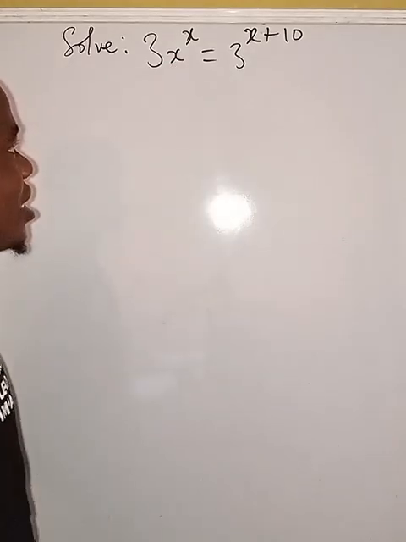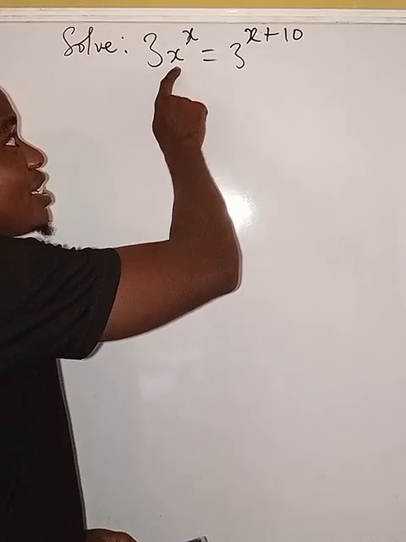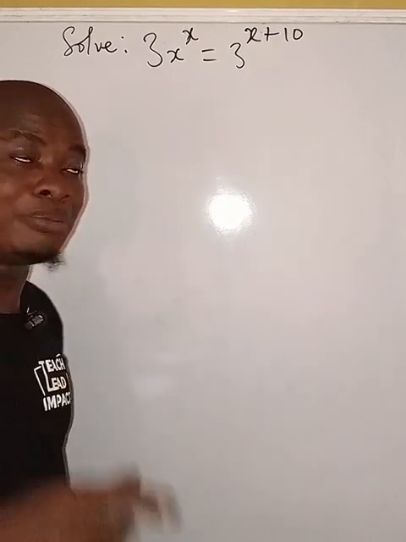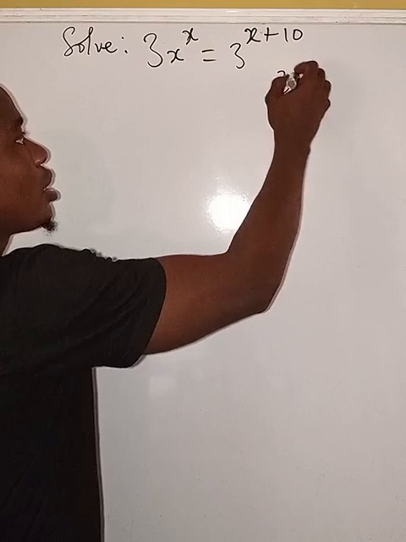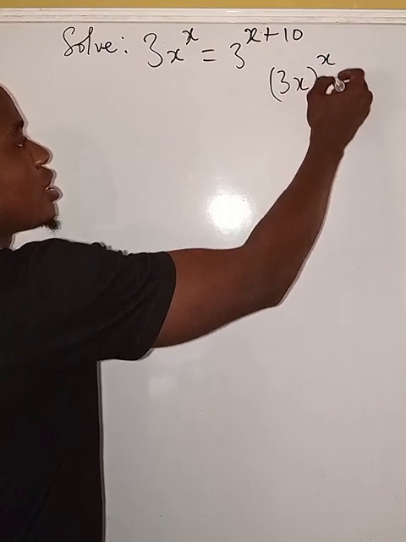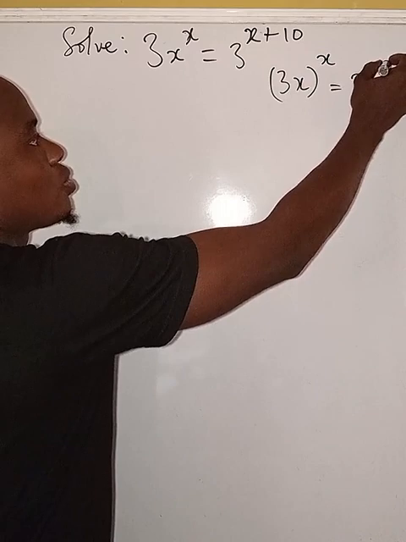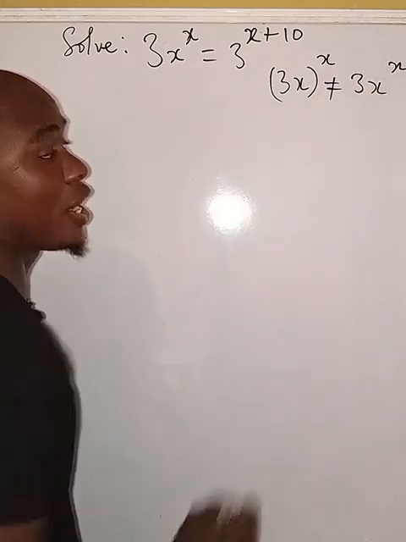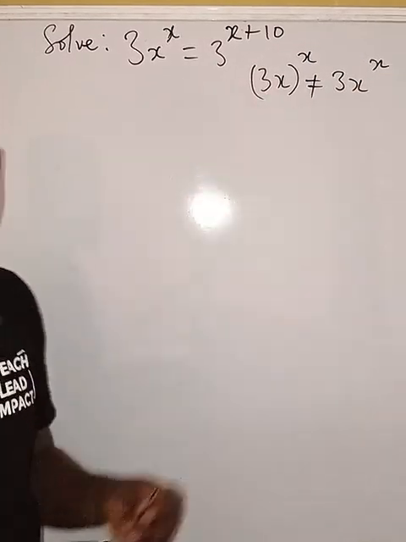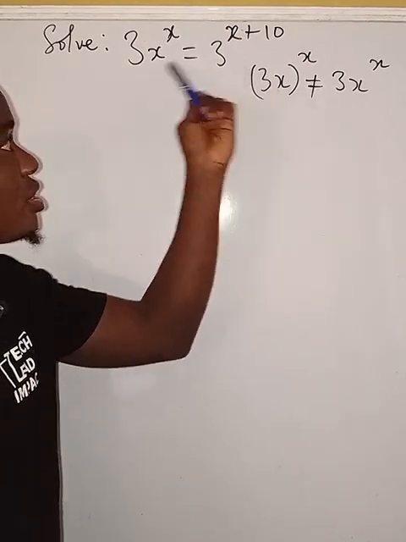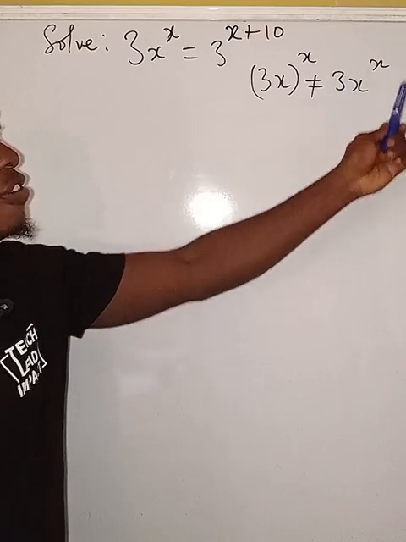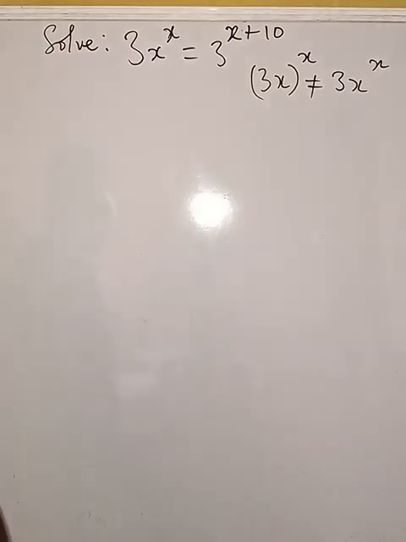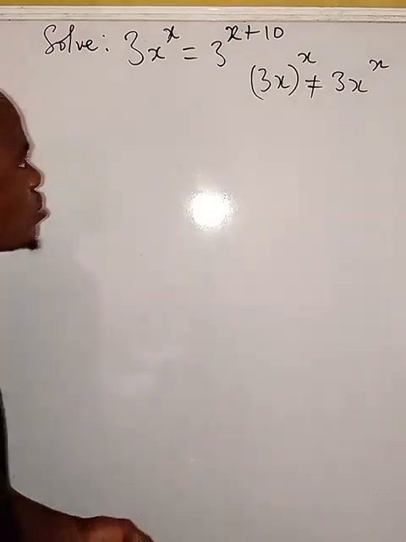Now look at this place. This x is for this x alone. That means the power is having this x alone. Don't make that mistake. 3x all to the power of x is not equal to 3 times x to the power of x. So this is different from this, because we don't have parentheses here. The power x only affects the base x, right? So that is what we want to do.